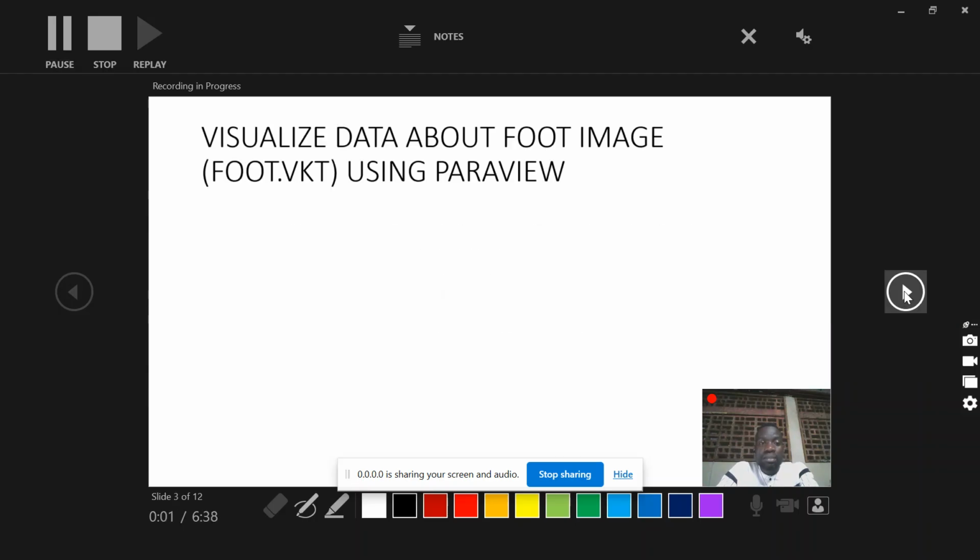Going to present a visualization about the foot using ParaView. So my foot is in image 4, foot.vtk.